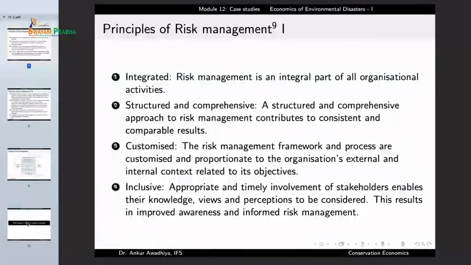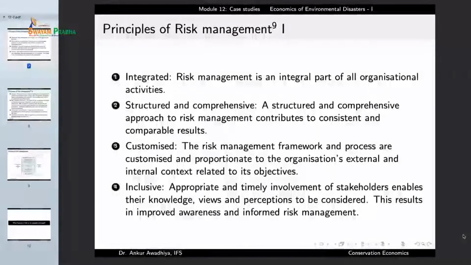So, how do we manage a risk? What are the principles of risk management? Well, the first principle is that risk management is integrated. It is an integral part of all organizational activities. It is not a one off solution. It has to be there whenever you are doing any activity in your organization. So, whenever we are building a dam, we have to think about the kinds of risk that it might pose, and we have to incorporate all these risks and the management of those risks in the construction of the dam. So, risk management always has to be integrated.